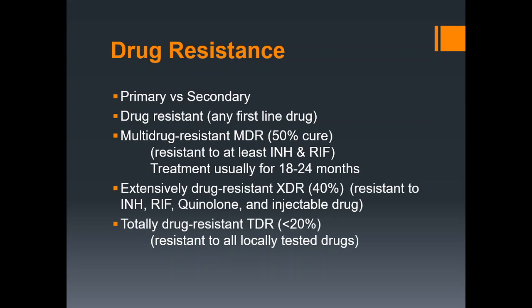We talk about multi-drug resistant if the acid-fast bacilli are resistant to at least INH and rifampicin. The cure rate will drop to 50% and the treatment course has to be prolonged for 18 to 24 months. Extensively drug resistant means that the acid-fast bacilli are resistant to INH, rifampicin, quinolone, and one of the injectable drugs. Again, the cure rate drops to 40%. Totally drug resistant means that the organisms are resistant to all locally tested drugs, and the cure rate will drop to below 20%.